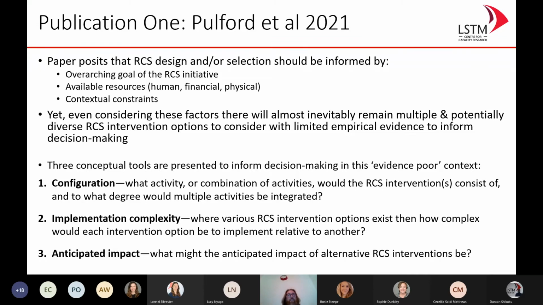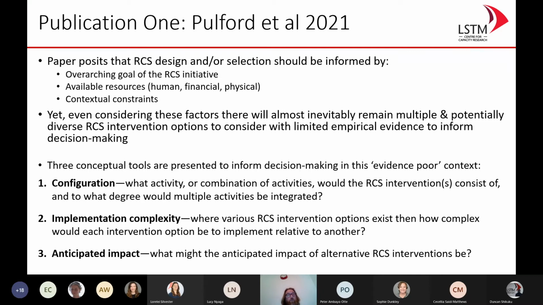But even when you take those things into consideration, it should almost always be the case that there remain multiple and potentially diverse RCS intervention options open to you to consider using. If you can only think of one thing, you're probably not thinking hard enough. Particularly when you go back to those different levels that we discussed earlier. You may have an intervention focused purely on one, but you might achieve the same objectives by working at another level, or indeed across levels. So if you can only think of one RCS possibility, I would contend you're not thinking hard enough. And if you can think of multiple, then you have a choice to make.